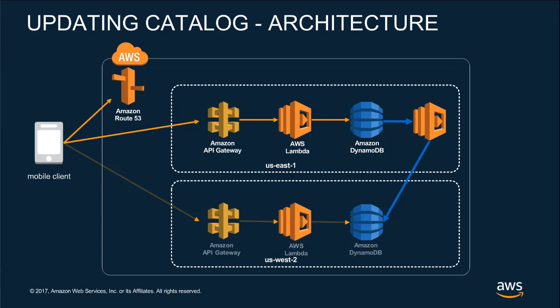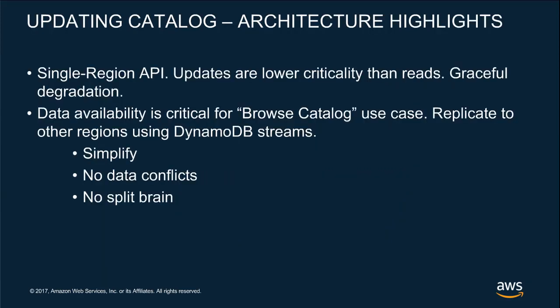The DynamoDB table in that master region in US East 1 is considered to be the master table. And we're using DynamoDB streams and Lambda to replicate the data in the other region. So the summary here is we have a single region API, right? The criticality here is lower, so we can do that. We still need to replicate the data, though, so it's available in the browsing catalog use case.